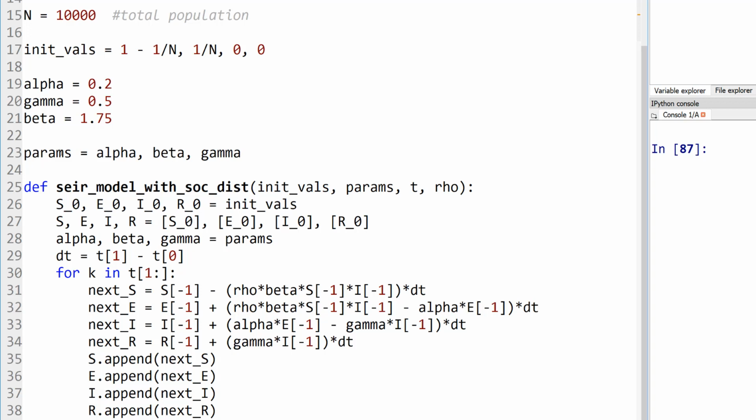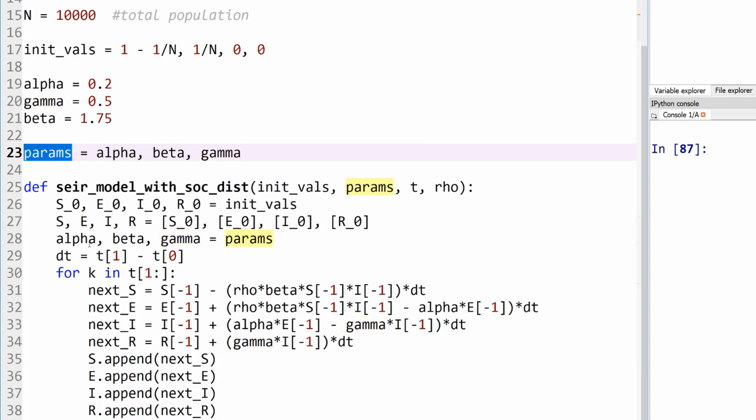So I'm defining that my parameters are alpha, beta, and gamma. And then I'm creating a function, so I don't have to write this code every time I want to run it. I'm putting it in a function so I can call it later any number of times. The function is basically saying, take these as inputs, and these are my initial values. My alpha, beta, gamma are parameters.